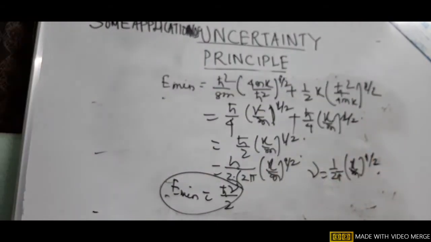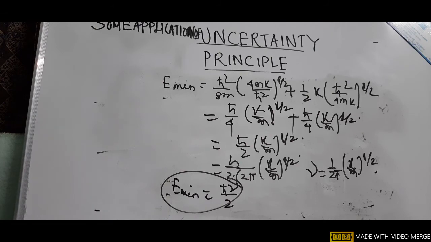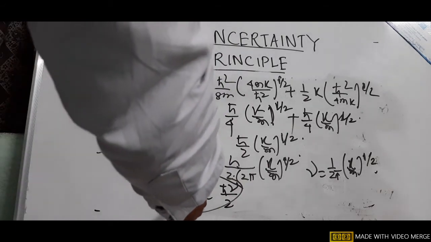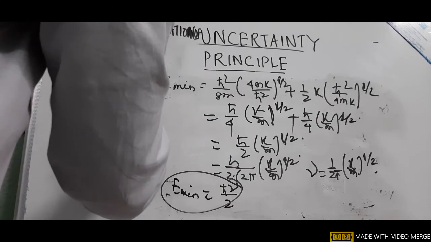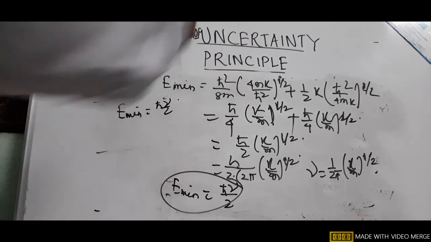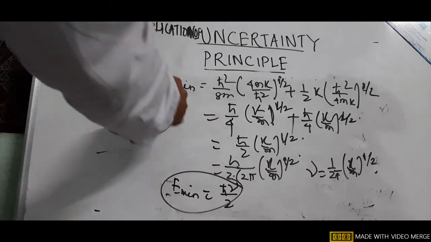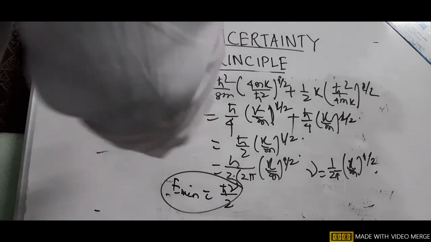So in a linear harmonic oscillator, even if the temperature tends to 0, there is still a minimum energy present in the oscillations, and that is known as the zero point energy. Its value is E minimum equal to h mu by 2, where mu is the frequency of the oscillation and h is the Planck constant. So these are the applications of the Heisenberg uncertainty principle that we discussed.